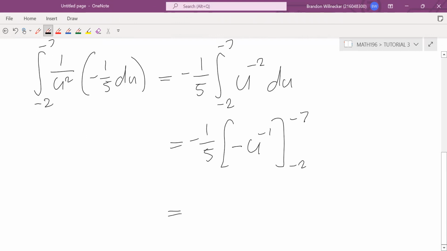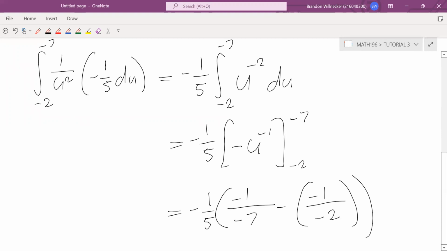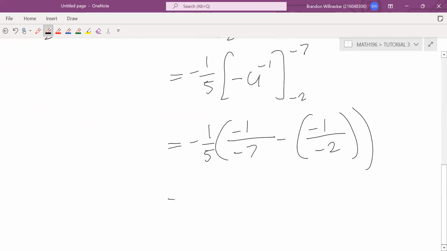Okay, so what are we left with? Minus 1/5, minus u to the minus 1, evaluated at minus 7, is going to be minus 1 over minus 7, minus, and then evaluating this at the lower bound, we're going to get minus 1 over minus 2. So what do we get now? We're going to get minus 1/5, 1 over 7, minus 1/2.